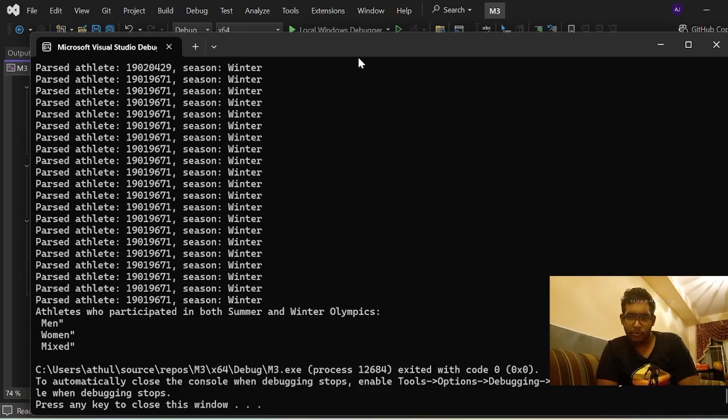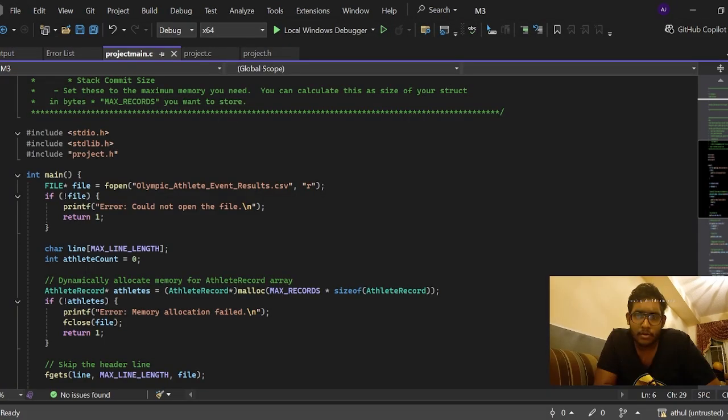This is the output of my program. One of the biggest challenges that I faced was handling large data sets without exceeding memory limits. Initially, I used stack-based arrays, but this caused stack overflow errors.